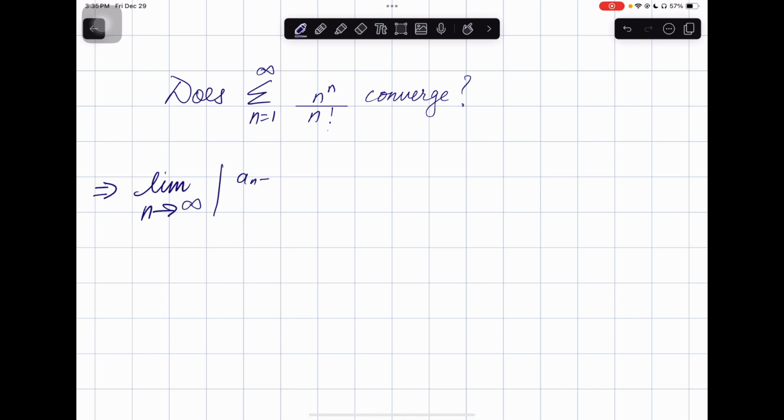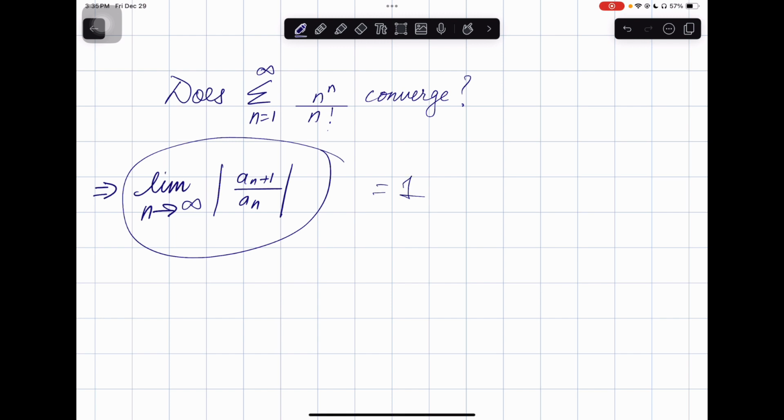of a_(n+1) over a_n. And if the solution to this is equal to 1, then the test fails. If it is less than 1, then it is convergent. I like to write convergent in short form as CVGT. And if it is greater than 1, then it is divergent, DVGT. Okay, so that's what the ratio test tells us.